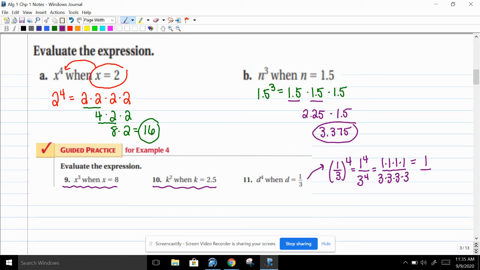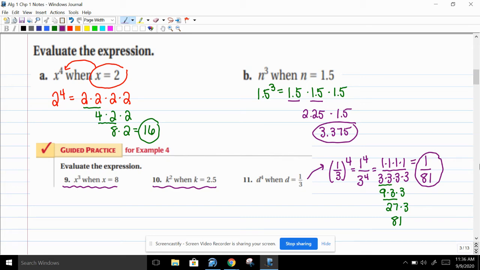Okay, so we'll break that one down a little bit. The first two 3's make a 9. Then you got 9 times 3 times 3. 9 times 3 gives us 27. Use a calculator if you're unsure. And 27 times 3, you might need a calculator for that, is 81. So the bottom of my fraction, otherwise known as the denominator, is 81. So my final answer for example number 11 there is 1 over 81.